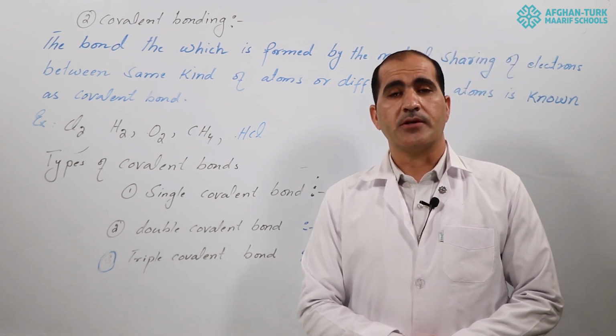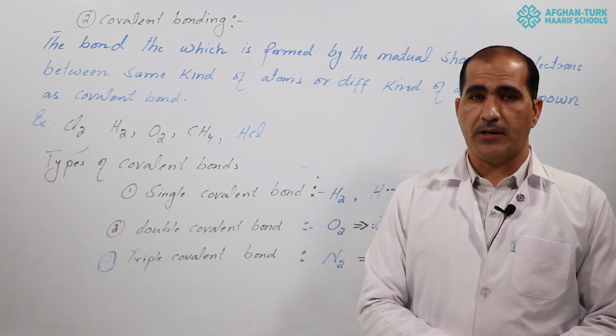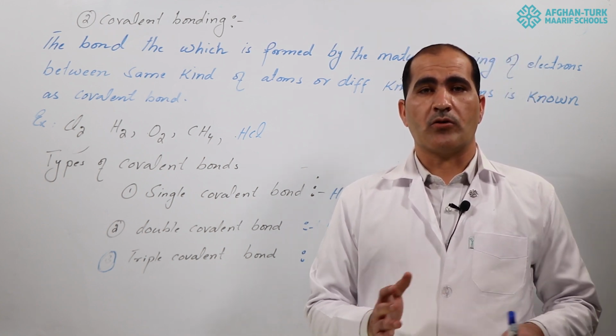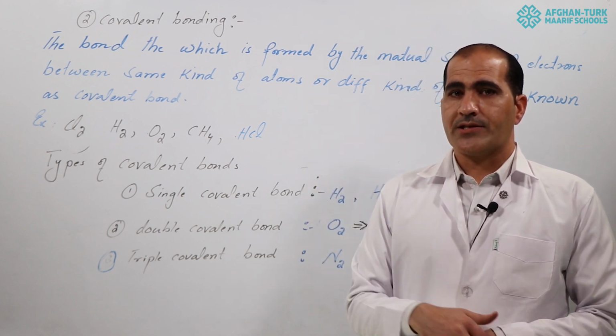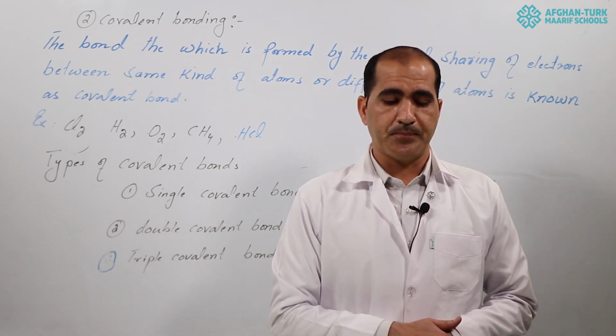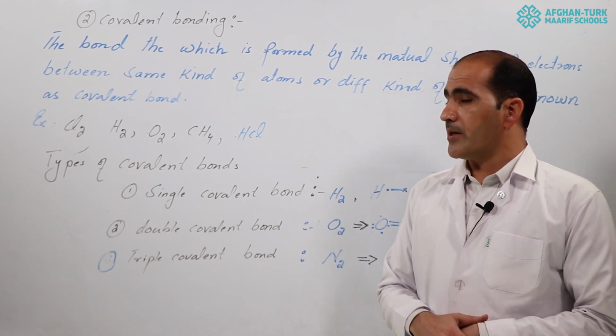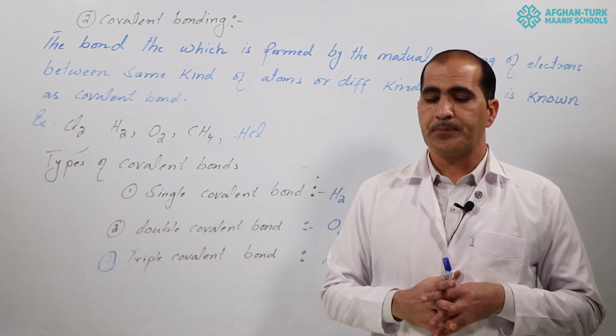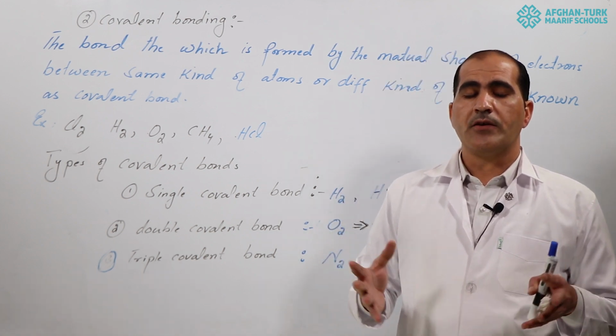It is very much important because all the organic compounds are covalent in nature, which means that they have covalent bonds. That's why we are studying covalent bonds here. So what are covalent bonds? First of all, you should know the definition of covalent bonds. How can we define covalent bonds?